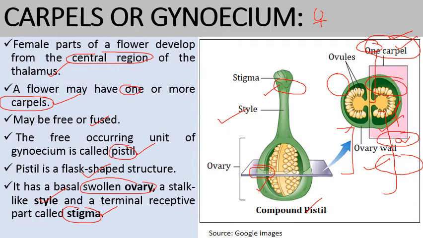So this is the compound pistil, differentiated into three parts: stigma, style, and ovary. And inside the ovary it bears the ovules. Ovary has one or more chambers.